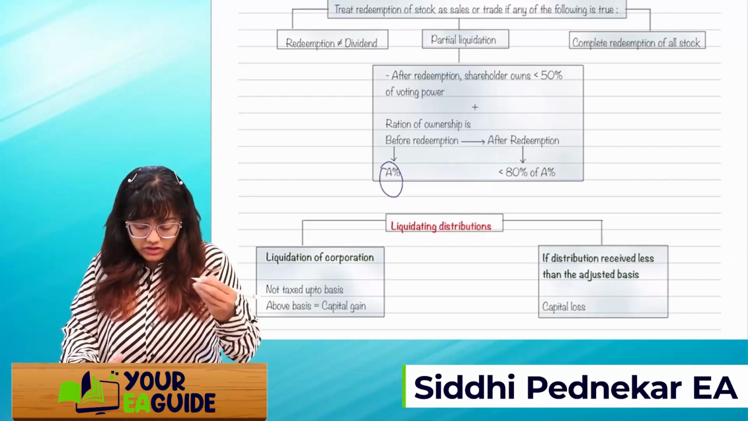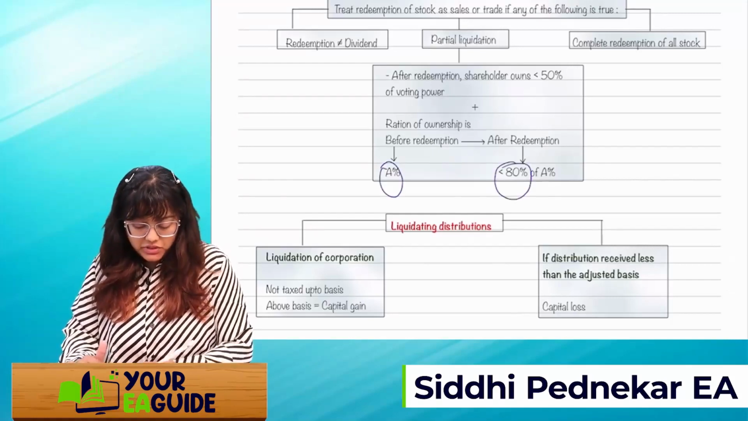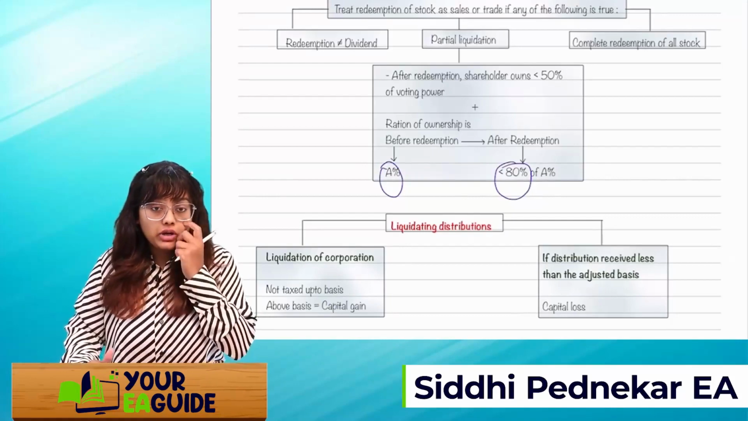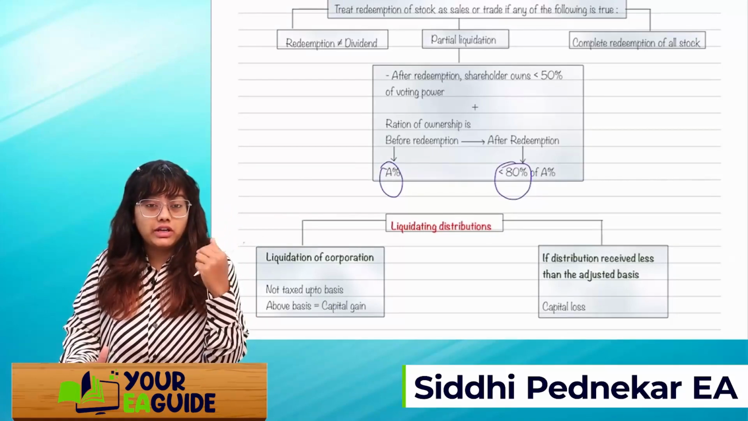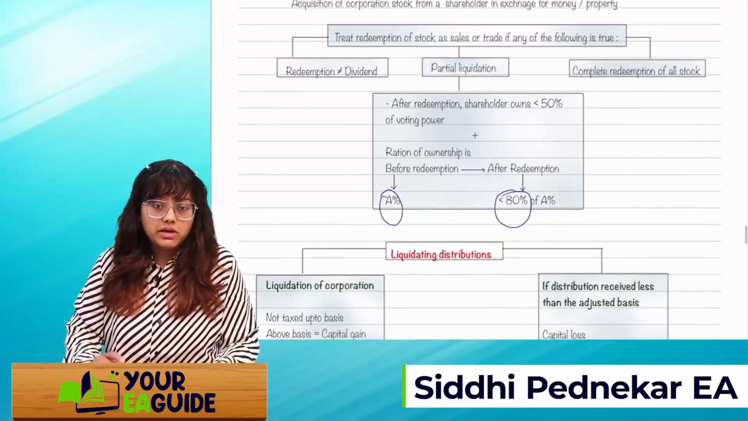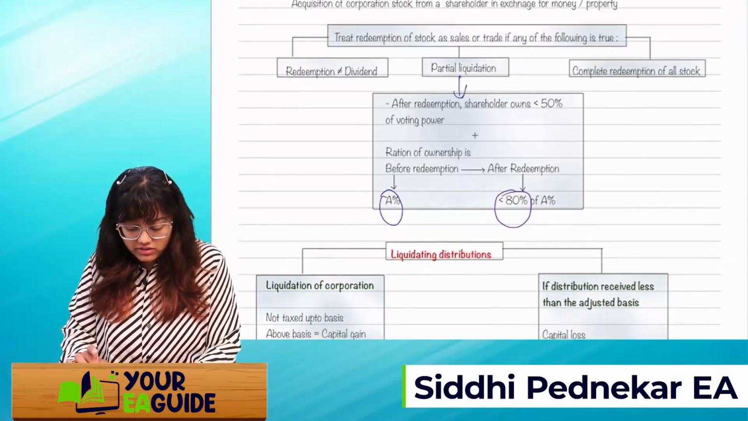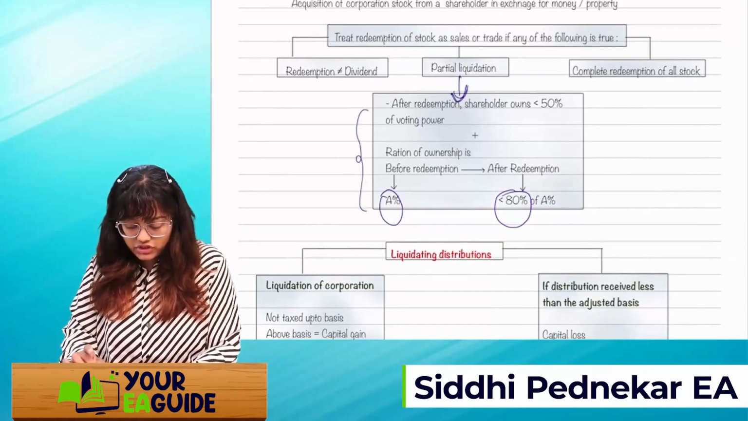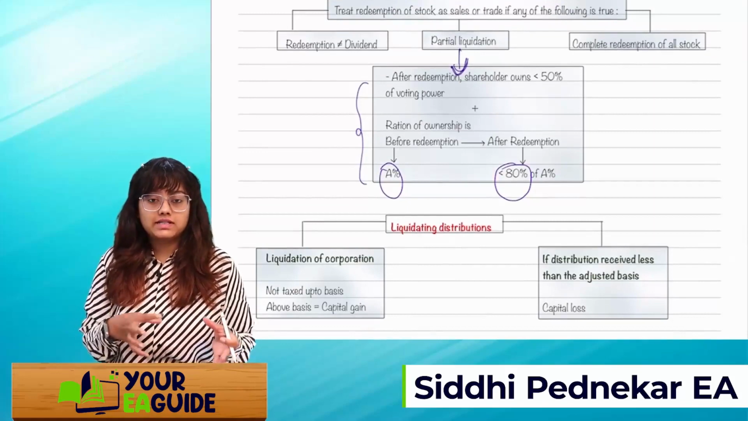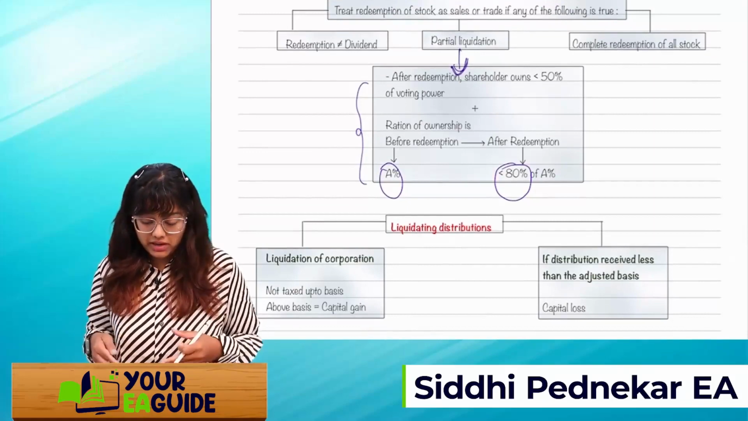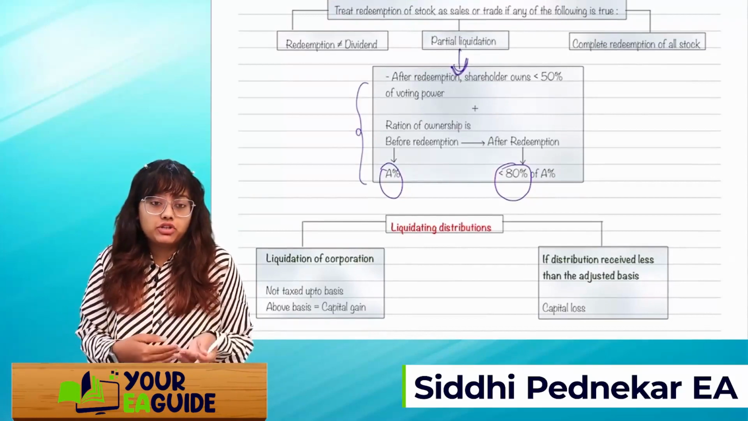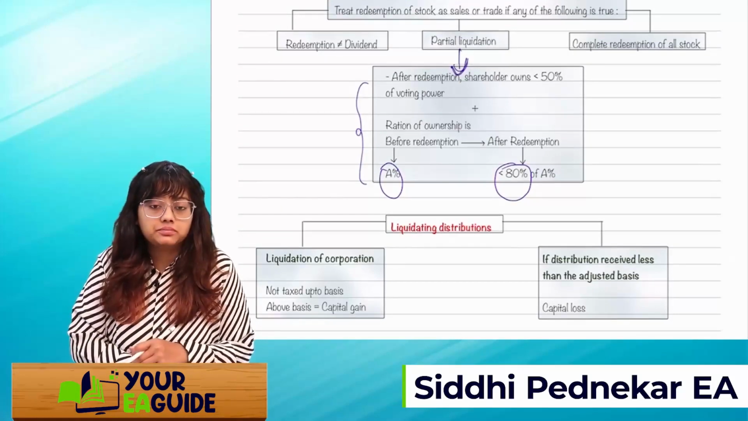Now, just after the redemption, the ownership percentage is reduced to less than 80%. Right? You remember in case of contribution, we saw that if you're owning more than 80%, then it's not a taxable transaction. But in case of partial liquidation, you will see these two conditions: if after redemption, the shareholder is owning less than 50% of the voting power, plus the ratio of ownership after redemption is reduced to 80%.